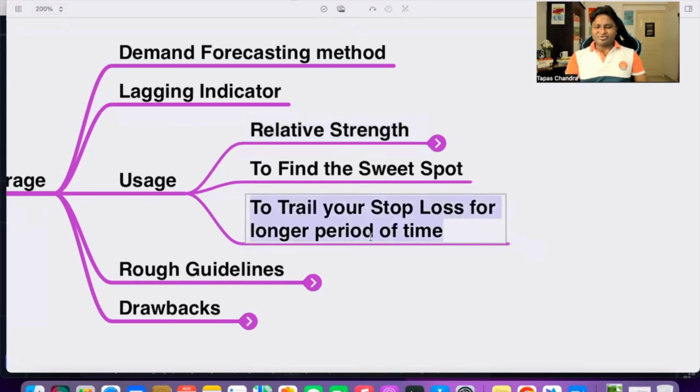And the last one, as we told, is if you want to trail the stop loss for a longer period of time, you can utilize the moving average to ride the trend for a longer period of time and get some really good amount of money in your trading account.